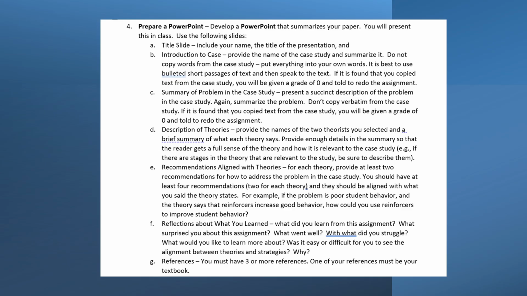Then you're going to prepare a PowerPoint. There is no paper for this assignment. It's all a PowerPoint with audio. What will your PowerPoint look like? I give you the slides here.